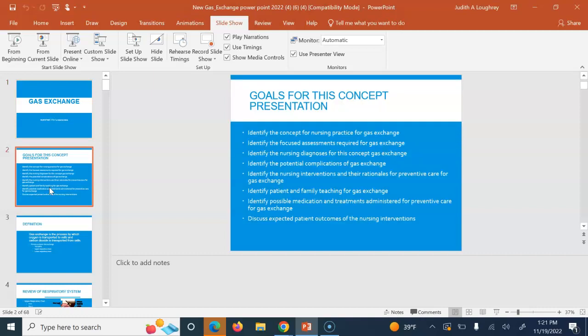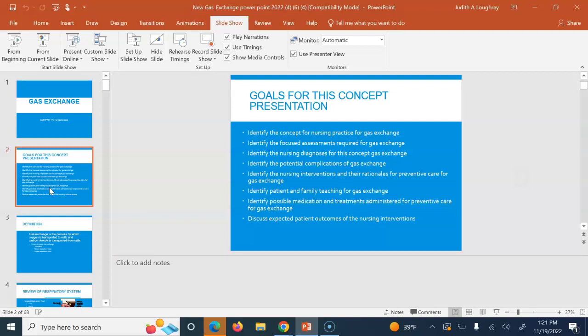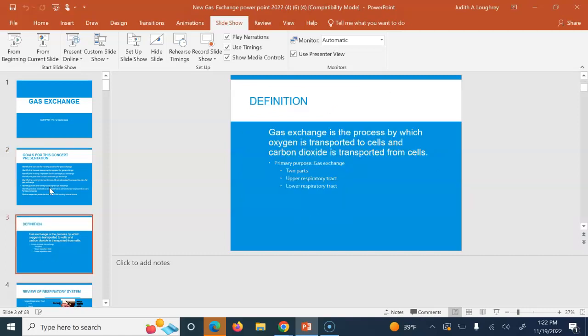Here are the objectives for this particular presentation: to identify the concept for nursing practice, identify focused assessment, nursing diagnoses, potential complications, nursing interventions and their rationale, identify patient and family teaching for gas exchange, and identify possible medications and treatments administered for preventative care, and also to discuss patient outcomes. So let's define what is gas exchange.